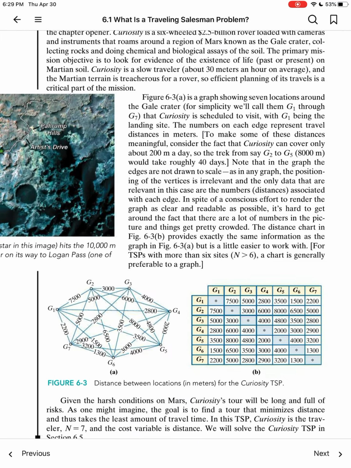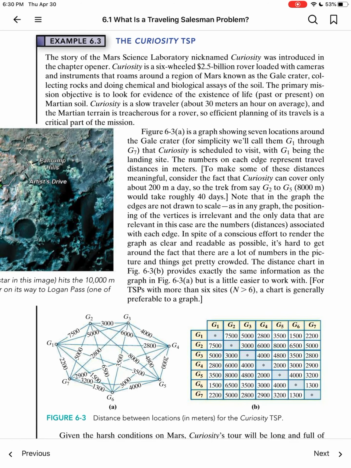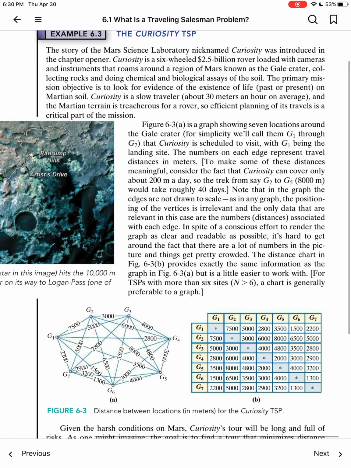And finally, this is quite cool. So I wanted to read this together. The story of the Mars Science Laboratory was introduced as a chapter opener. Curiosity is a 6-wheeled $2.5 billion rover loaded with cameras and instruments that roams around a region of Mars known as the Gale Crater. And so, yes, we have this really expensive rover wandering around Mars, and the primary mission objective is to look for evidence of the existence of life on Martian soil.